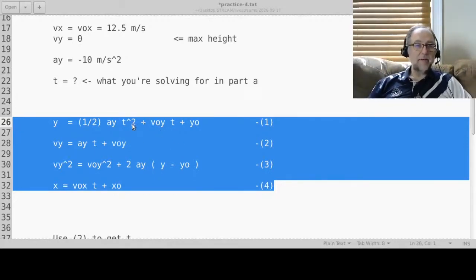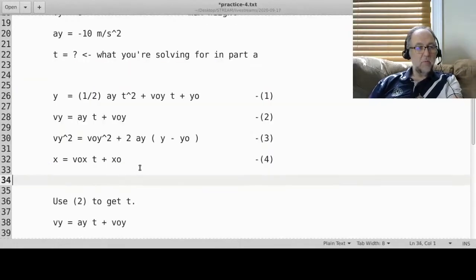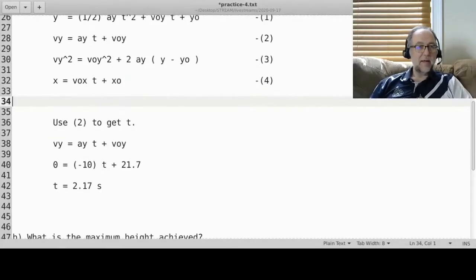And number 1, could you use number 1? Probably. Let me see here. Do you know why not? V naught y, a_y. You don't know y, and you don't know t. So number 1 you can't use. You have to use number 2, and it's also fairly one of the easy ones. So we're going to use number 2 to get the time.